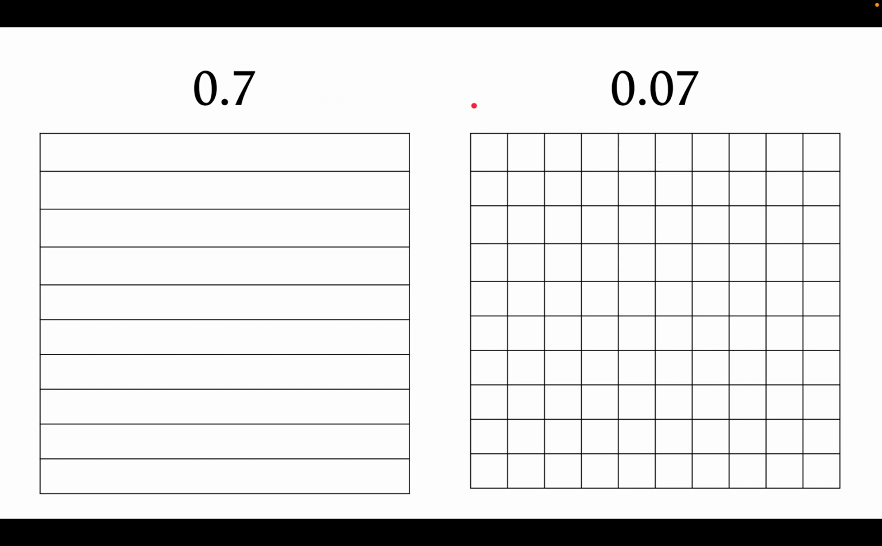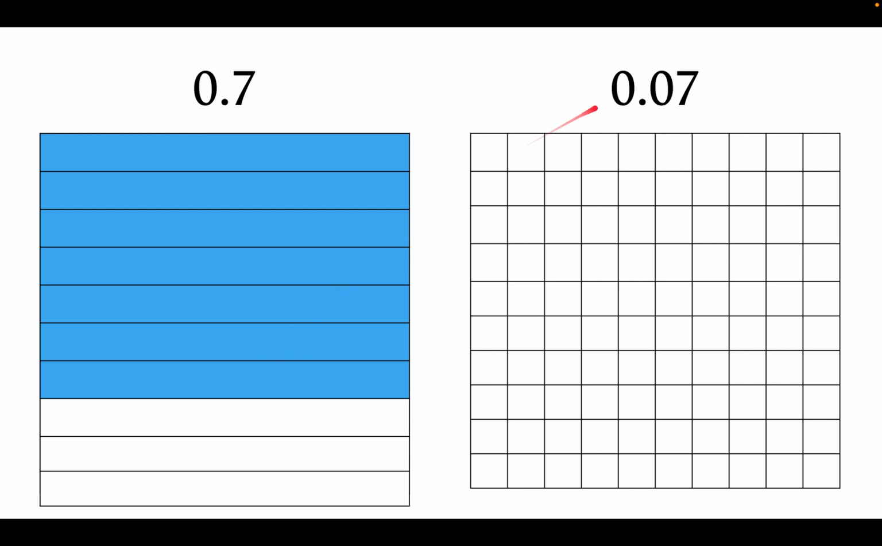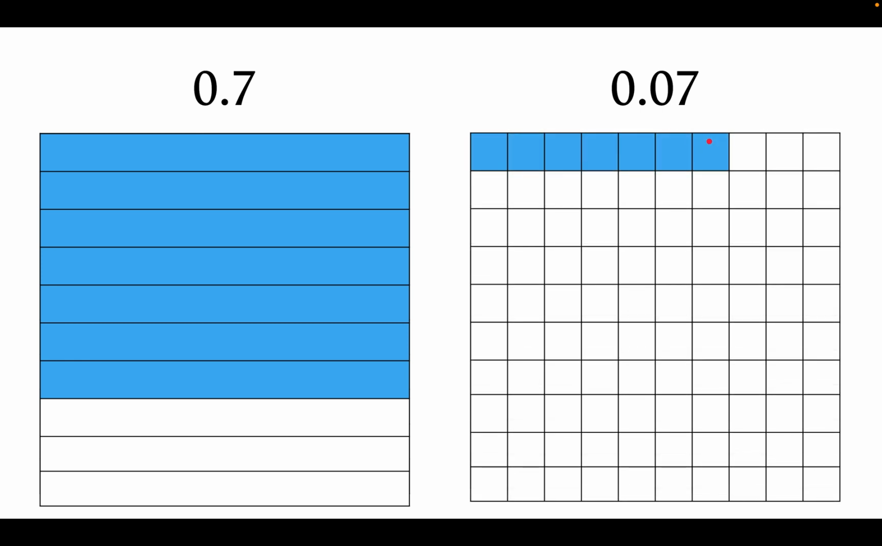I want you to take a really close look at this one. This can be tricky. If we have 7 tenths and 7 hundredths, this 0 is going to be really important because that's telling me that this is not 70 hundredths, it is 7 hundredths. So if I shade in 7 tenths, it would be right here. But if I shade in 7 hundredths, not 70 hundredths, that's only this much. So which one is greater? That's right, 7 tenths is greater than 7 hundredths.